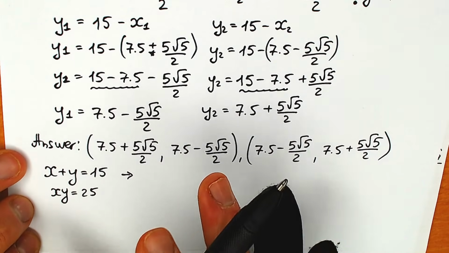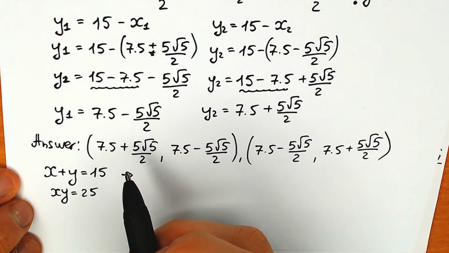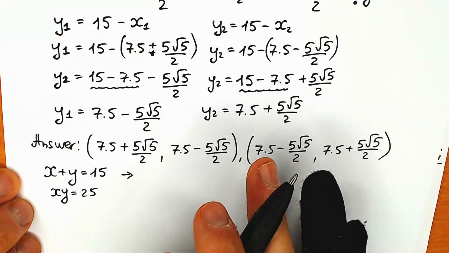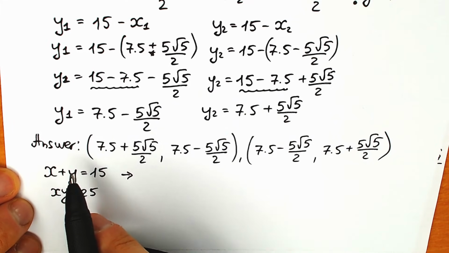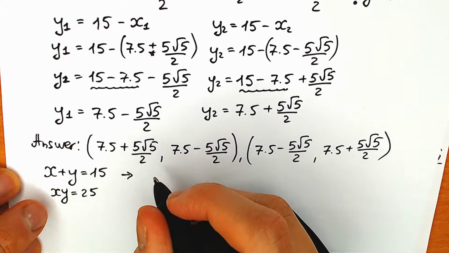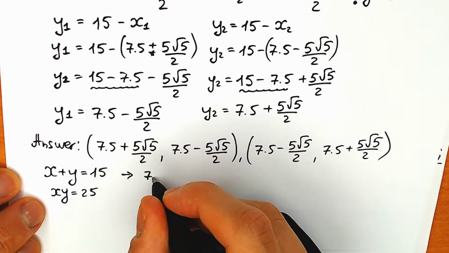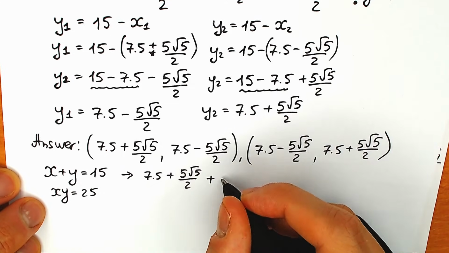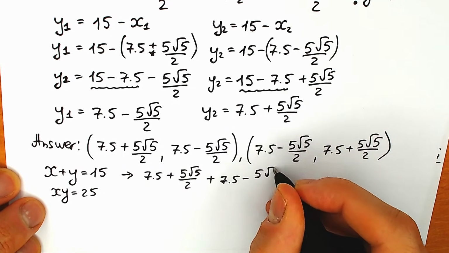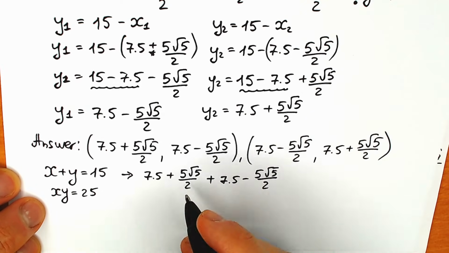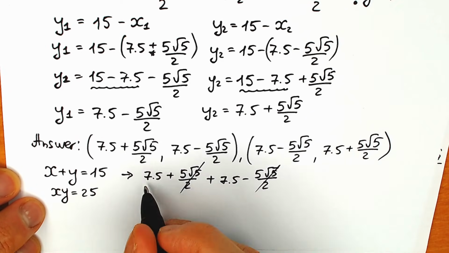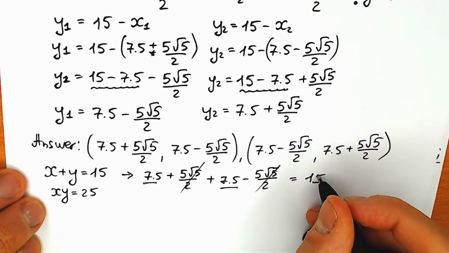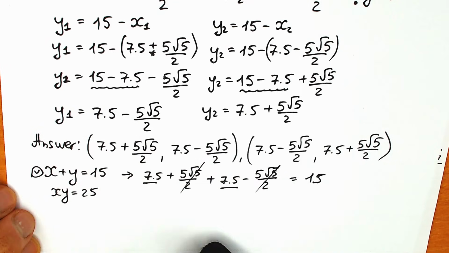And addition is also a really interesting and great mathematical operation, because we don't need to check both of these pairs. We can check only one of these because our pairs are absolutely symmetrical, and x plus y is the same as y plus x. So we will have absolutely the same answer. So let's check, for example, this one. So 7.5 plus 5 square root of 5 over 2 plus 7.5 minus 5 square root of 5 over 2. So right here we can easily cancel our expressions, and we have only 7.5 plus 7.5 equal to 15, and we have it right here. So our addition works perfectly.